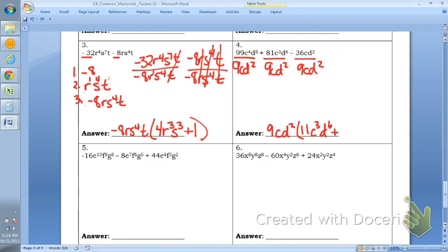Plus 81 over 9 is 9. C to the third over c is c to the second. D to the sixth over d to the second is d to the fourth. Minus 36 over 9 is 4. C over c is c to the 0, so you just don't write it. And d to the second over d to the second is d to the 0, so those two cancel out. So you just leave that 4 and then close your parenthesis and you're done.